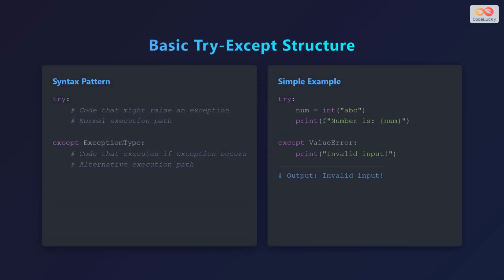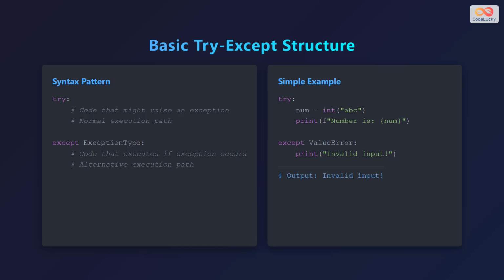Let's understand the basic try-except structure in Python. The code that might raise an exception is placed inside the try block. This is the normal execution path. If an exception occurs, the code inside the except block is executed. This is the alternative execution path.